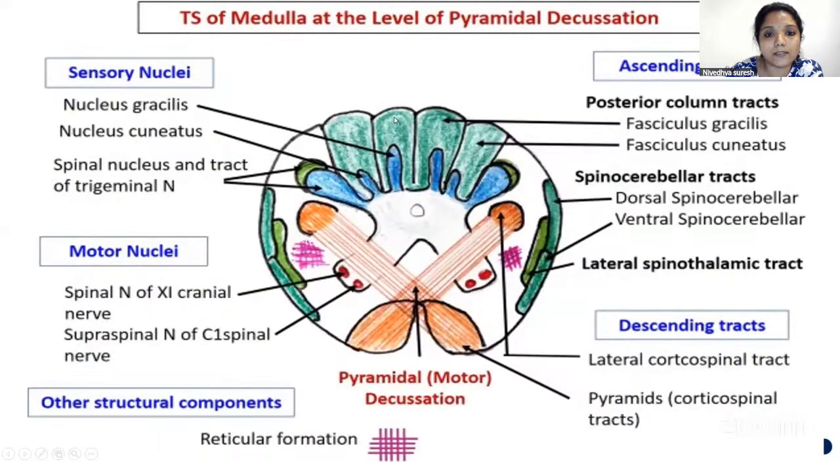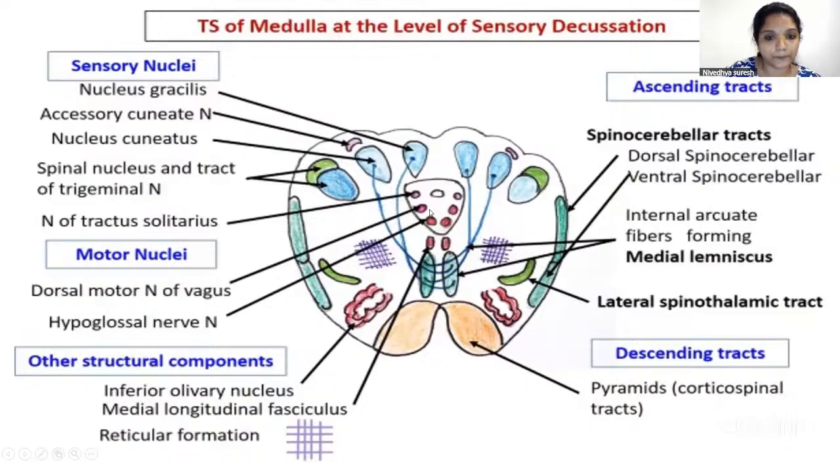These tracts are called fasciculus gracilis and fasciculus cuneatus. So we saw on the posterior aspect these two foldings. These two foldings are the two nuclei, that is nucleus gracilis and nucleus cuneatus, and this is the spinal nucleus, and this capping is called the tract of the trigeminal nucleus. Okay, and what is this? This is the central canal through which the CSF flows.